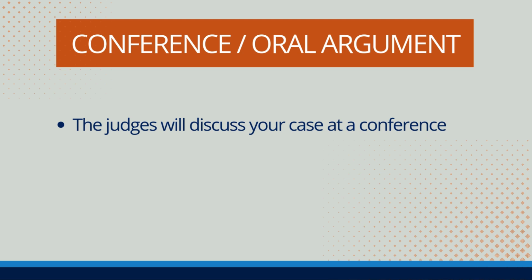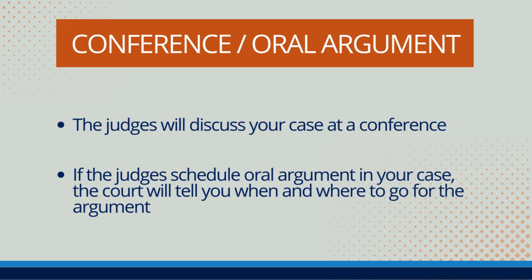After you file a reply, or the deadline passes, the judges will meet to discuss the appellate special action at a conference. You cannot attend the conference. The judges usually decide appellate special actions by reading the petition, the response, and the reply, and by looking at the appendices, without setting oral argument. If the court schedules oral argument in your case, the court will tell you when and where to go for the argument. Arguments are usually in person at the Court of Appeals building in Phoenix.